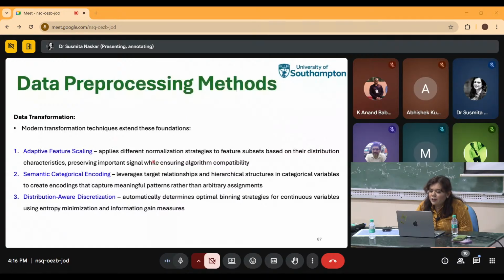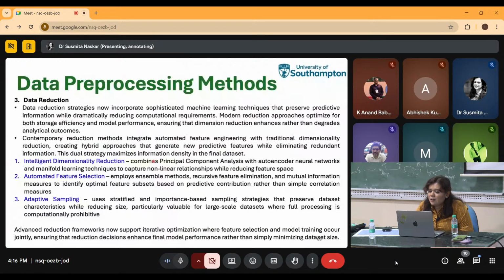And then another important factor is data reduction, which is also a very crucial part. We need to understand which data is important and which is not. Especially when the dataset grows larger, it becomes vital to reduce its size while keeping its predictive power, right? Modern techniques go beyond traditional dimension reduction. There are traditional dimension reduction methods, but then there are the modern ones like intelligent dimensionality reduction, automated feature selection, or adaptive sampling.